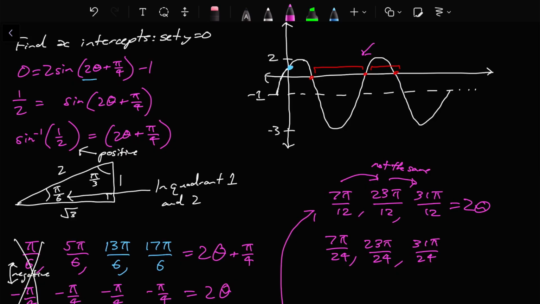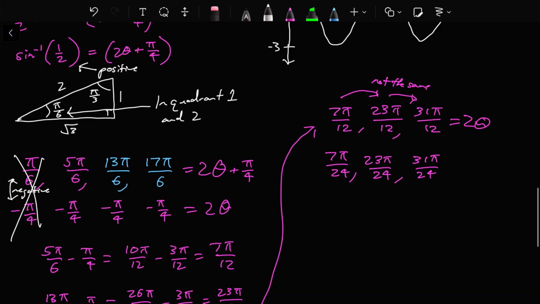So those are our intercepts. So we can say 7 pi on 24, 23 pi on 24, and 31 pi on 24. Yay. And now, to be thorough, we should find our y-intercept.